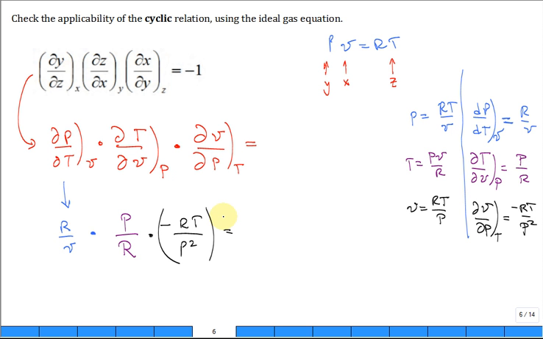And now we just see what cancels. One of the P's goes. One of the R's goes. But PV is equal to RT, so they go. You're left with -1, just as we set out to do.